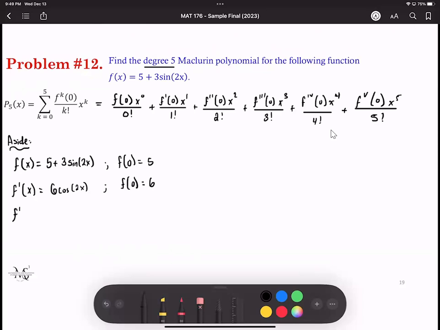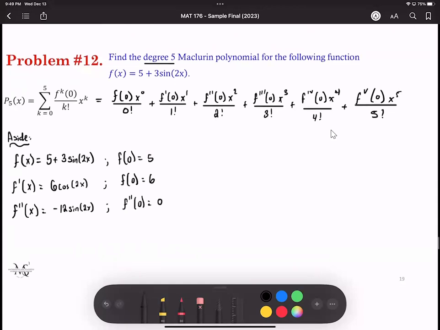All right, now we do this again for the second derivative. The derivative of cosine is now going to be negative sine. So you get negative 12 sine of 2x. But if you evaluate the second derivative at 0, you're going to get 0. So that means that this term in our formula is just going to be 0, the third term, the one that involves f double prime.